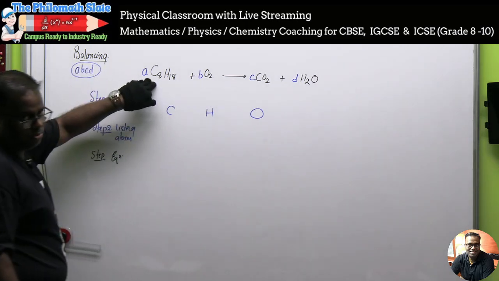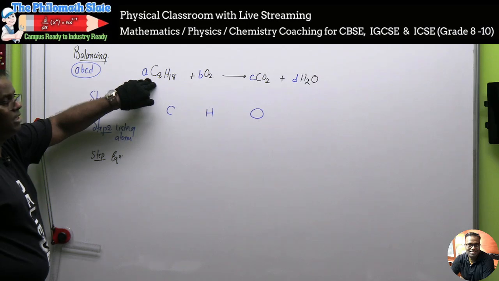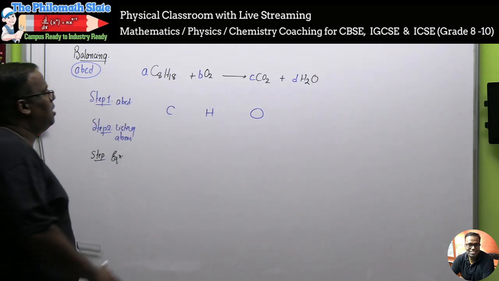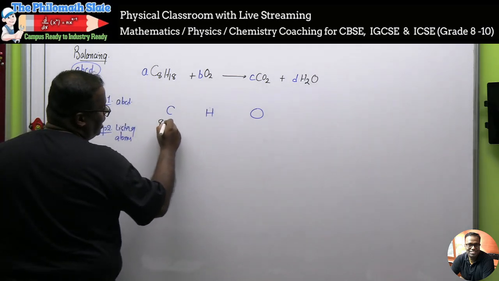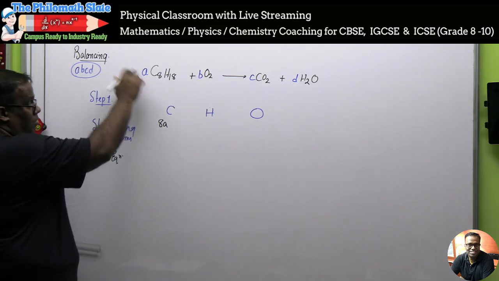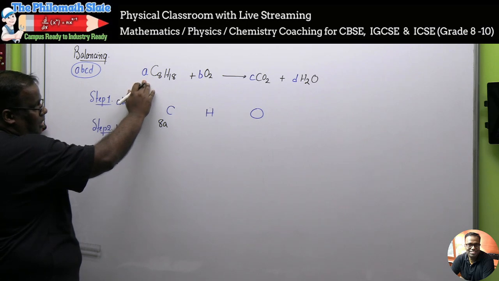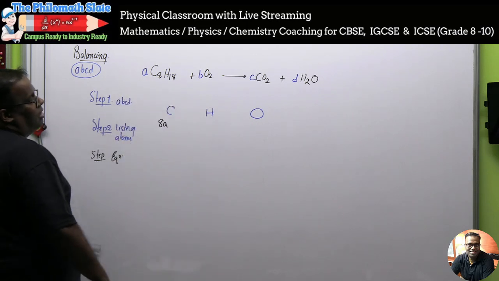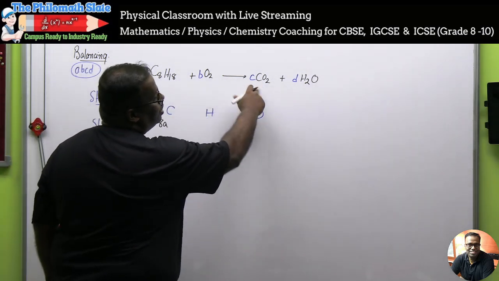Now pay attention from here. इसके बाद लिखना, पहला बार attention पे करो. कितना कार्बन है यहाँ पे? 8A. A पुश्तैनी जायदाद है. It belongs to all. 8A. How many carbon on this side? 2C.